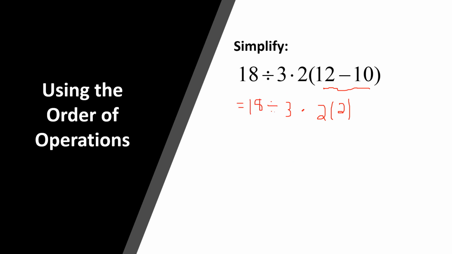Next, we have division, multiplication, and multiplication. We want to divide first because it's more to the left. 18 divided by 3 is 6 times 2 times 2. This is all multiplication, so 6 times 2 is 12, times 2 again is 24.